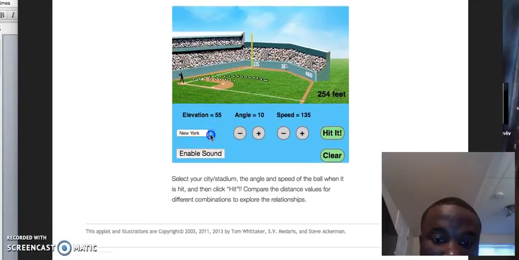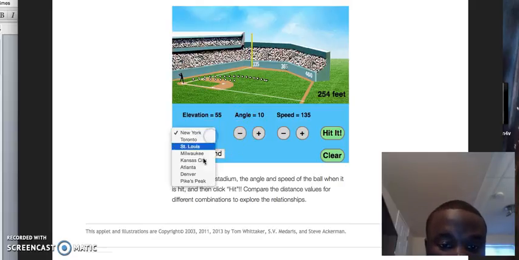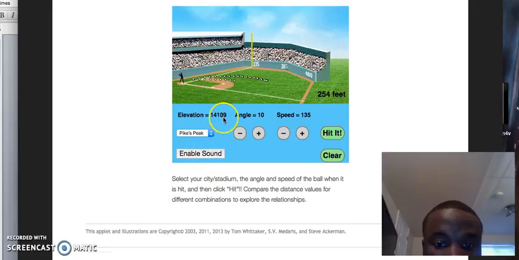simulations, we have elevations. The lowest elevations, it's 55, and the highest elevations will go up to 14,109. That would be the highest elevations. And the angle, the lowest angle, it's 0. And then the highest angle it goes up to would be a 90-degree angle.